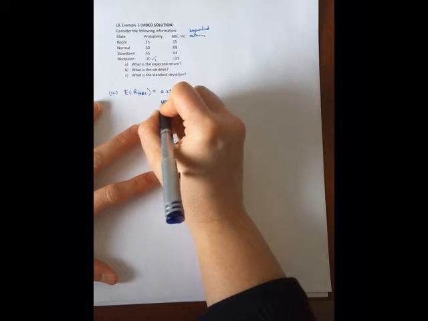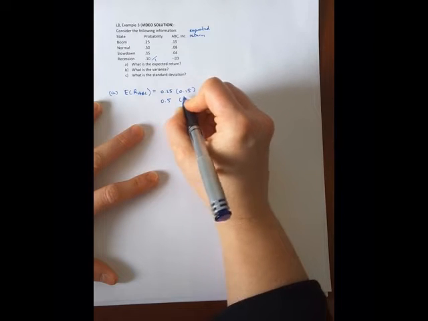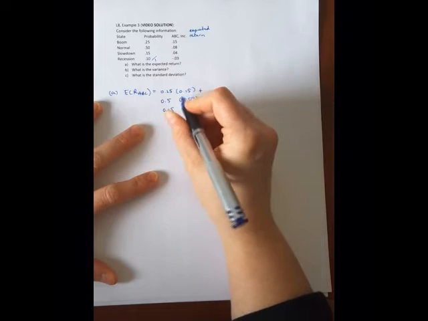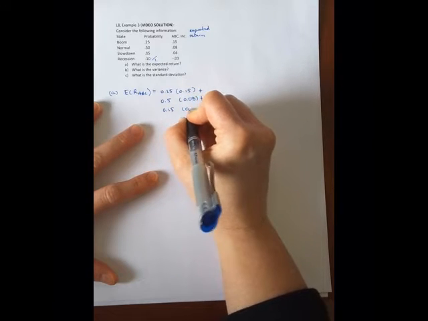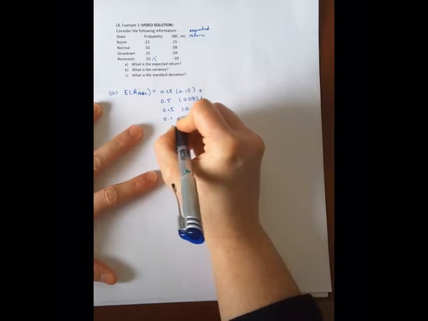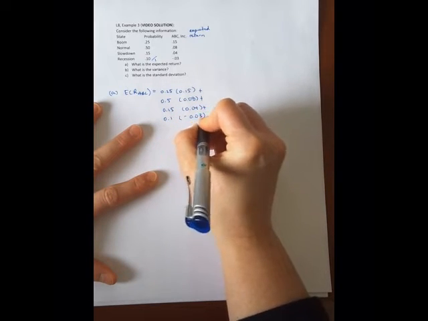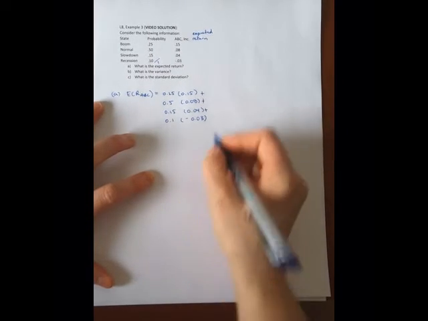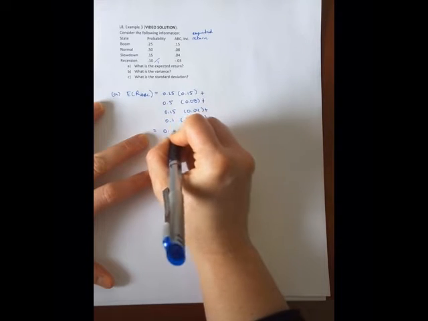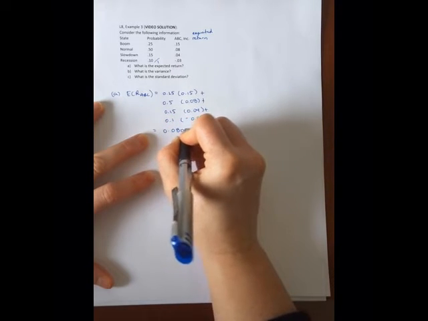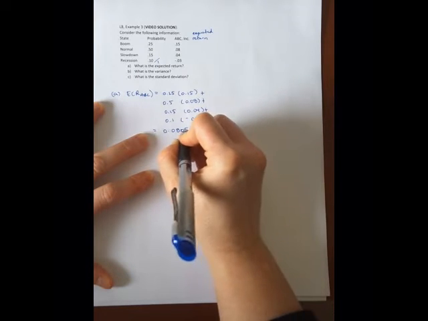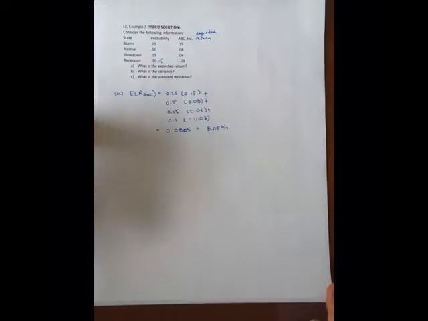Plus, then we have 50% chance of a boom, and in a boom we're expecting a return of 8%, plus a 15% chance of a slowdown, and there's a return of 4%, and finally a 10% chance of a recession, and then a loss of 3%. So when I do all that work, I come away with an expected return of 0.0805. So that's 8.05%. So that answers part A.